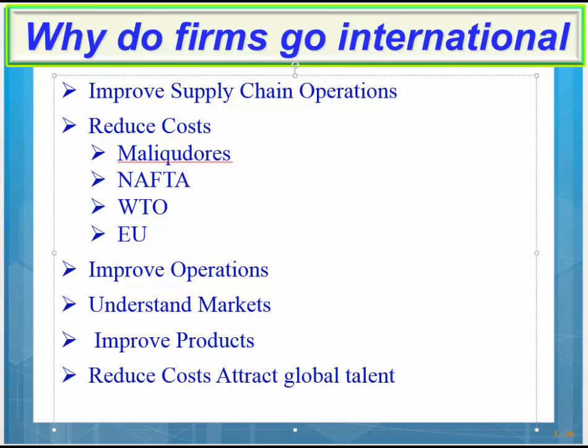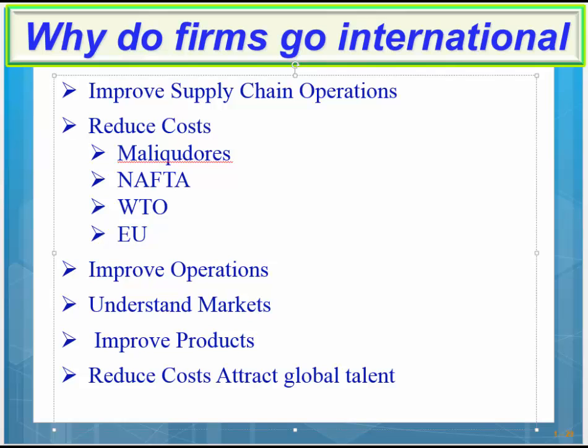And then finally, to attract and maintain global talent. This is really important. Firms sometimes need people from other countries who have specific knowledge in the area in which they're talking about. Well, if you're going to attract global talent, you've got to have global talent, and you get global talent by looking internationally. So it's kind of a catch-22, but you've got to get on the bandwagon.